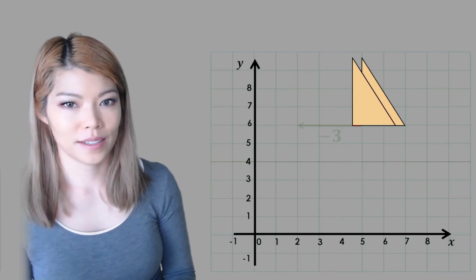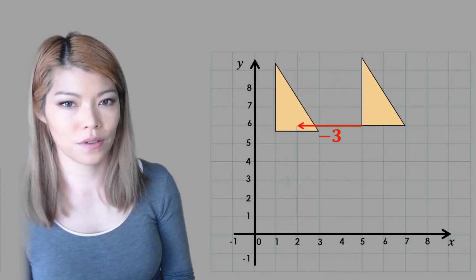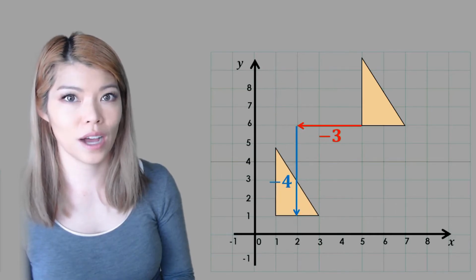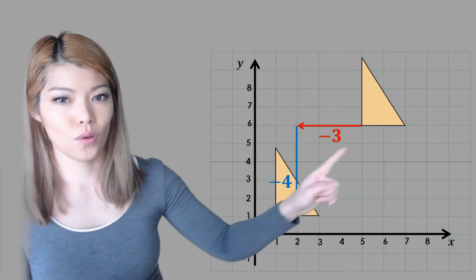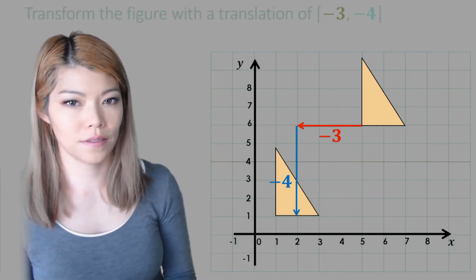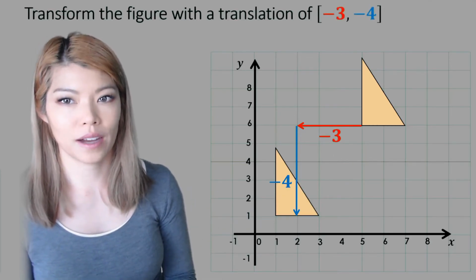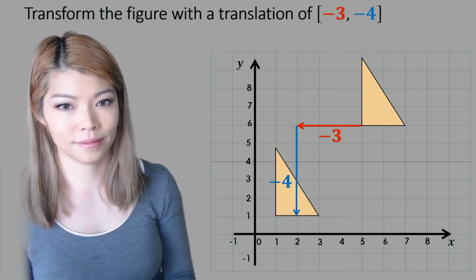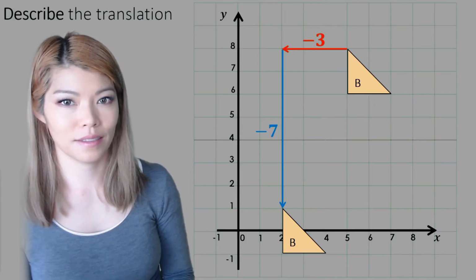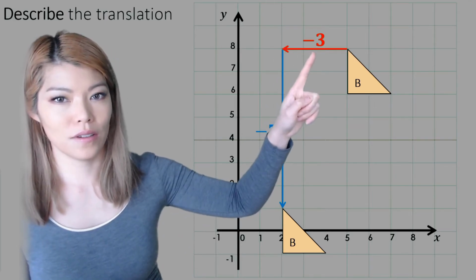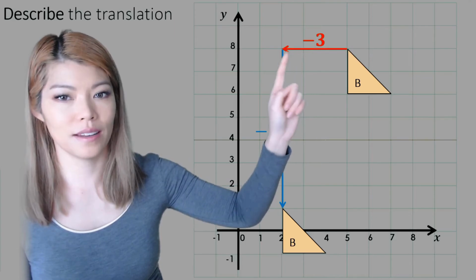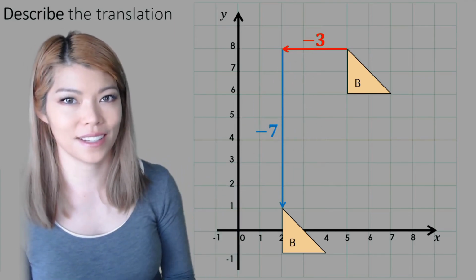What about this one? If we wanted to move left 3 and down 4, how would you describe this? Again, always the horizontal first, so -3 and -4 will be our translation. What about this one? Always put the horizontal first, so our translation will be -3, -7.